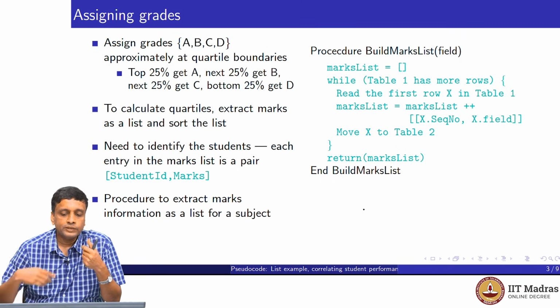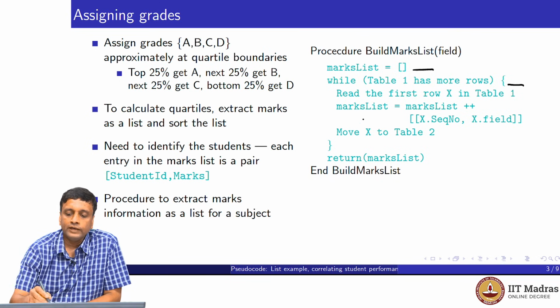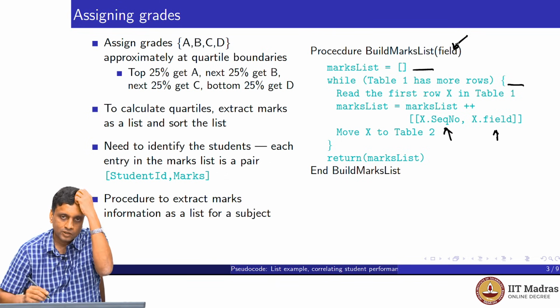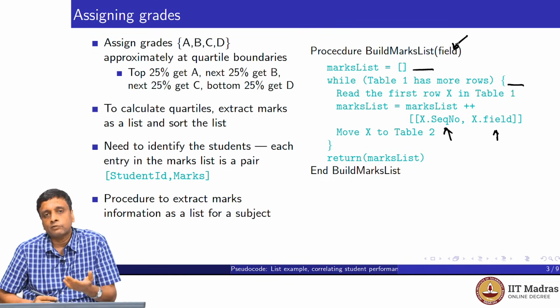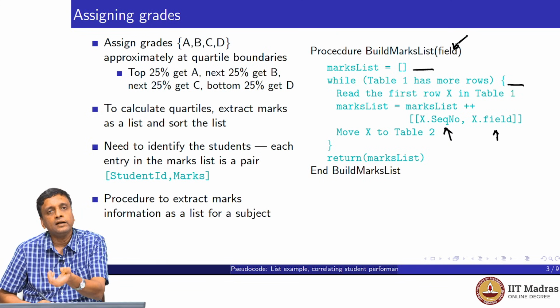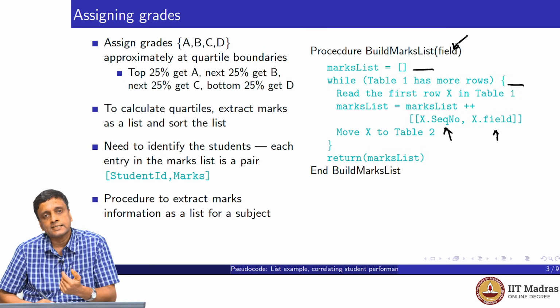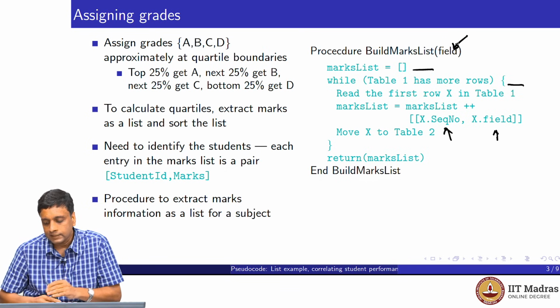It's easy enough. We just do our usual thing. We start with an empty list, and then we process the table. For every row in the table, we just pull out 2 fields, the sequence number and the subject marks. We are using this across subjects, so we will use it for mathematics, for physics, and for chemistry separately. We can even do it for total marks if we want, but we are not using it in this example. We are only using mathematics and physics. But for any field on that card, we can extract a list of the sequence number and that field value. So this builds the marks list.